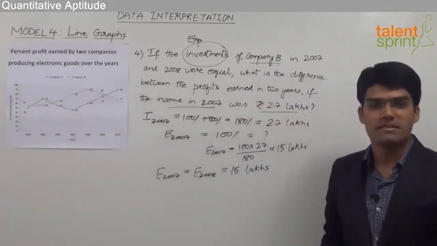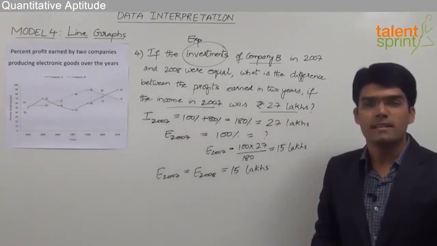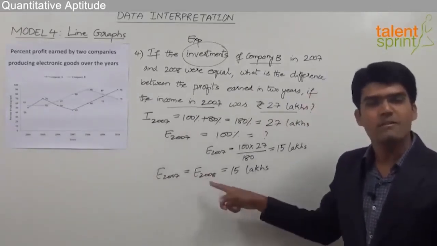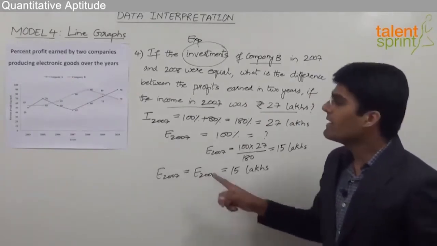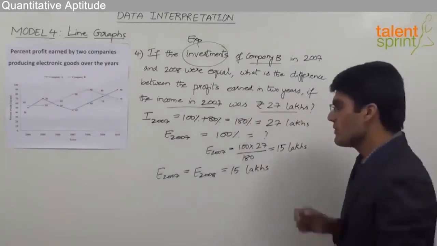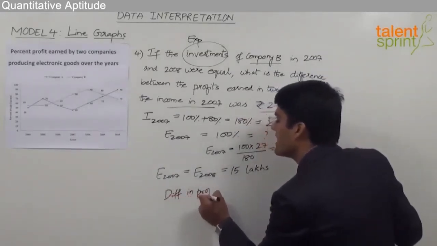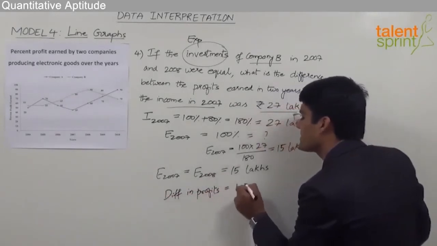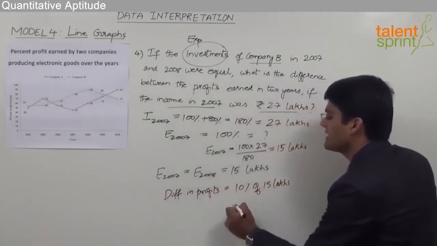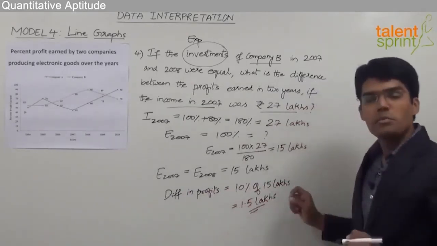That is nothing but 10%. So here we need not calculate the profits individually and then take the difference. Since the 100% of these 2 years, that is the expenditure of these 2 years, are equal, we can directly take the difference as 90 minus 80, that is 10%. So we can say the difference in profits will be equal to 10% of 15 lakhs. Now 10% of 15 lakhs is nothing but 1.5 lakhs. So the answer for this question here is 1.5 lakhs.